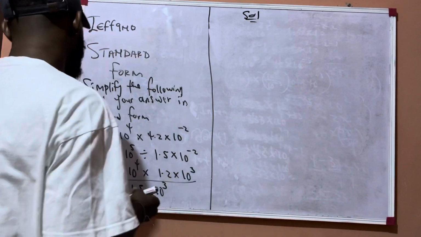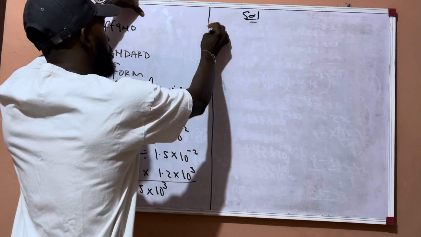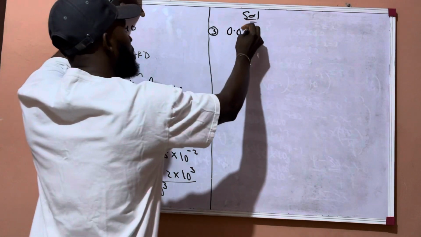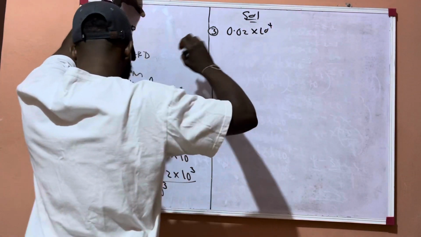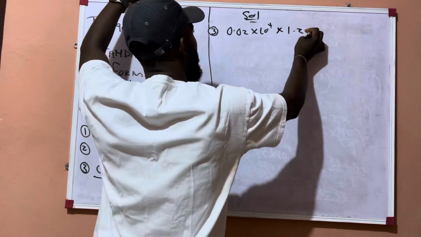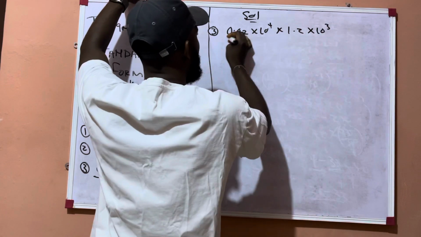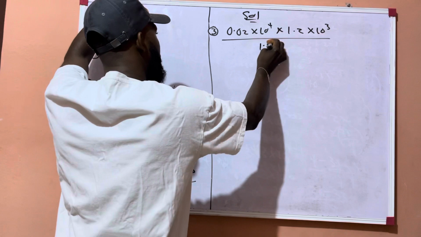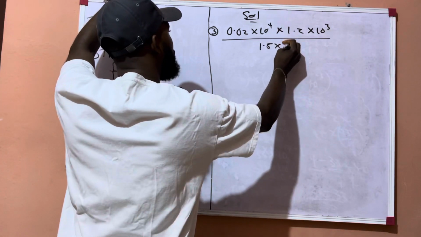Question number 3. Question number 3 says 0.02 times 10 raised to the power of 4, times 1.2 times 10 raised to the power of 3, all over 1.5 times 10 raised to the power of 3.